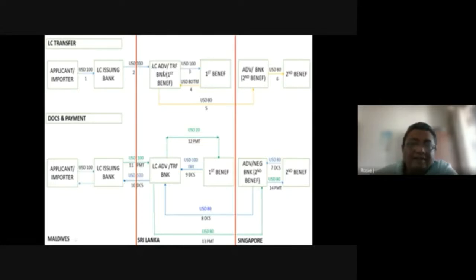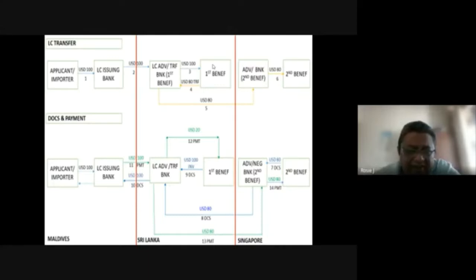But then Silva does not have the ACs. They're in Singapore. But this is a transferable LC, so he can transfer it. So what he does is he tells his bank, ABC Bank, to transfer the LC to the supplier in Singapore.